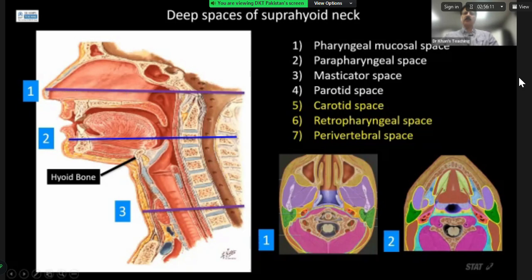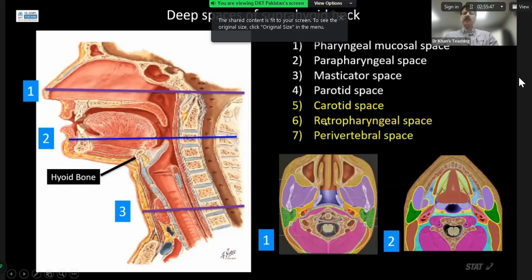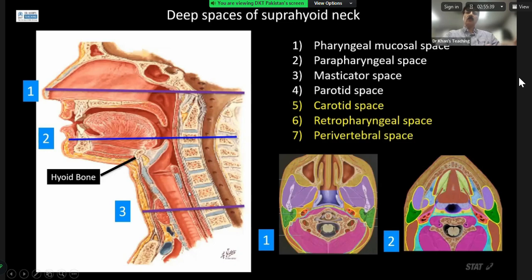So consider that this is a CT scan or MR scan, and this is it. This is the level of the nasopharynx. And you can see various spaces here. Pharyngeal mucosal space, parapharyngeal space, masticator space, parotid space, retropharyngeal space, perivertebral space. These three spaces, which are in yellow color, will continue in the infrahyoid neck also. So remember that they go in the infrahyoid neck.